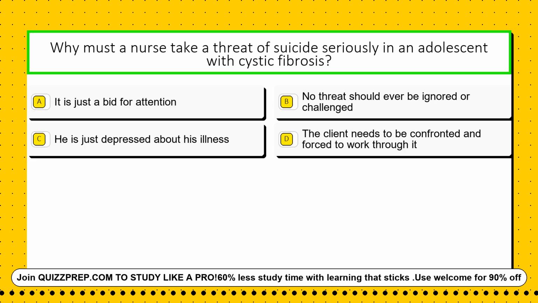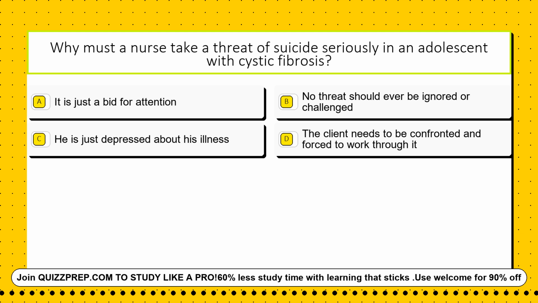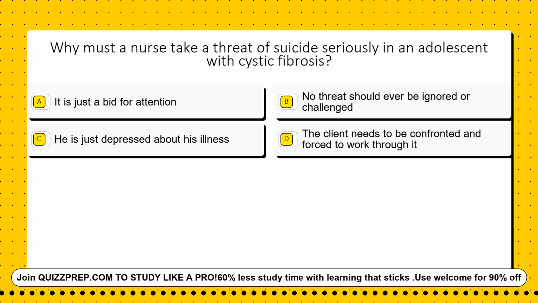Question 107. Why must a nurse take a threat of suicide seriously in an adolescent with cystic fibrosis? Option A. It is just a bid for attention. Option B. No threat should ever be ignored or challenged. Option C. He is just depressed about his illness. Option D. The client needs to be confronted and forced to work through it.